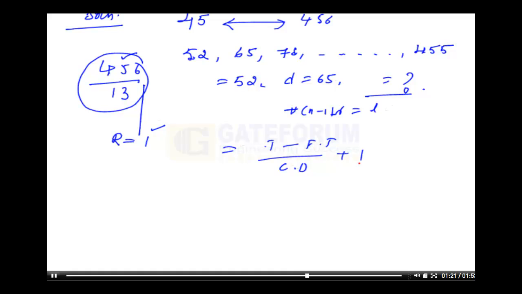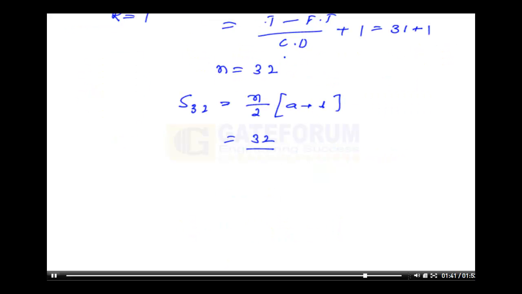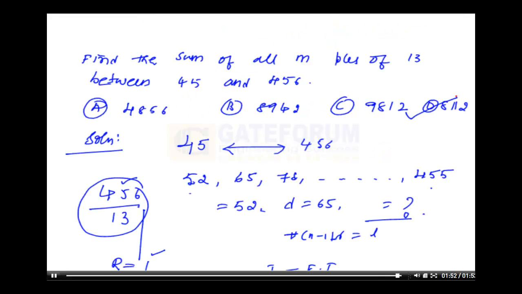This will be easy. Last term is 455 minus 52, divided by the common difference 13, plus 1. If we calculate, it is 31 plus 1, so the value of n is nothing but 32. Now we have to find the sum of 32 terms, that is S32, which equals n/2 into (a + l), where n is 32, a is the first term which is 52, plus the last term, 455. If we simplify, we'll get the value 8112, which is option D.